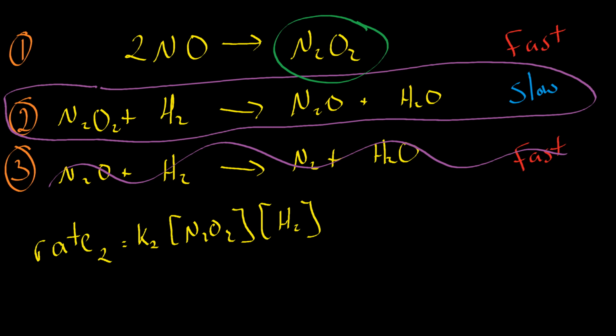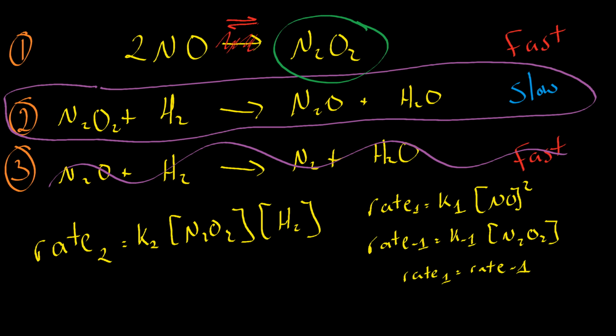Step 1 is a little bit more complicated, but it will look like the previous example, because it's a fast step preceding a slow step, which means that it's actually an equilibrium, and that means that rate 1 is equal to K1 times the concentration of nitric oxide squared, and rate -1, that is the reverse rate for reaction 1, is equal to K -1 times the concentration of N2O2.